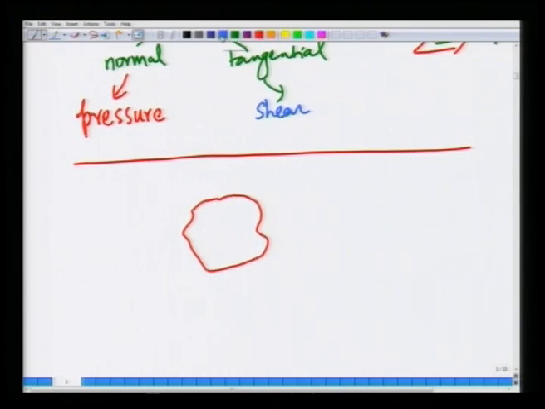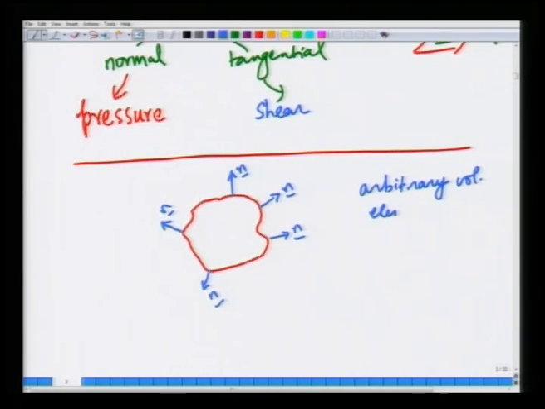Okay. So, this is the arbitrary surface. At each and every point this n will keep varying. So, n will be like this here, like this here, like this here, and like this here, and so on. So, n keeps changing. This is an arbitrary volume element in a fluid flow. Okay. So, this arbitrary volume element in a fluid flow is surrounded by fluid also.